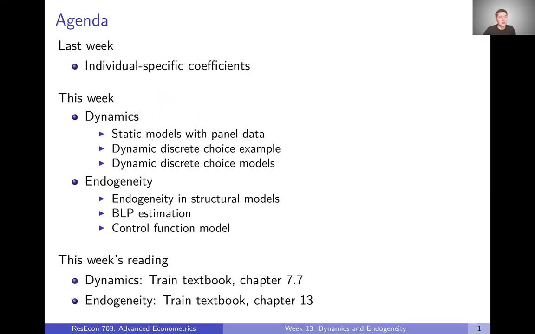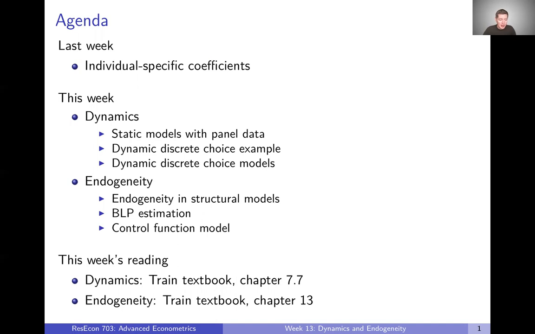Just as a refresher, last week we talked about individual specific coefficients. That wrapped up our discussion of mixed logit models and simulation-based estimation, and then individual specific coefficients took us one layer deeper in how to think about applying some of those models and methods. And this week we're going to talk about two topics that generally apply to discrete choice models. On endogeneity, we'll mostly talk about mixed logit models, and with dynamics, that can apply to any of the discrete choice models that we've talked about this semester.